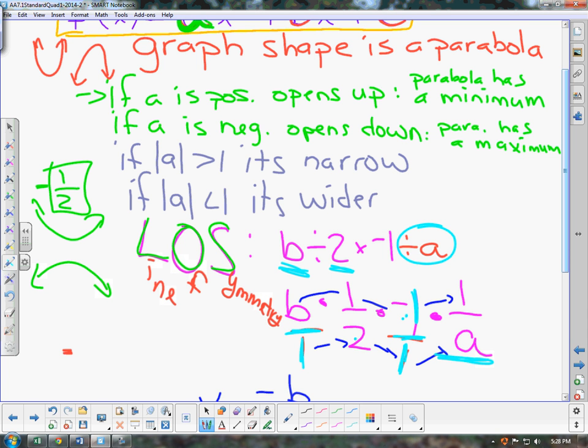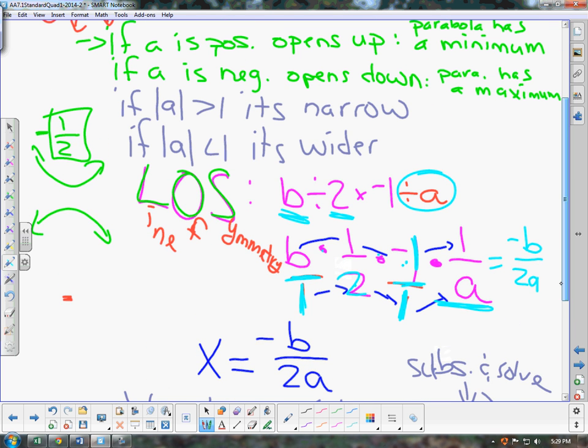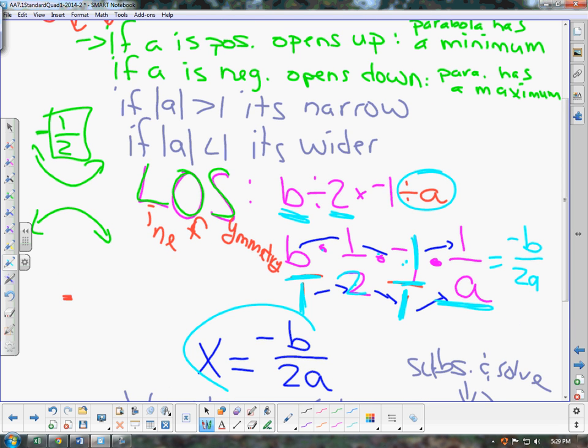and now you multiply everything in the top and everything in the bottom, and b times 1 is b, times negative 1 is a negative b, times 1 is still a negative b, or the opposite of b if you want to look at it that way. Then we have 1 times 2, which is 2, times 1, which is still 2, times a is 2a. So, to find the line of symmetry, your x value is the opposite of b over 2a.